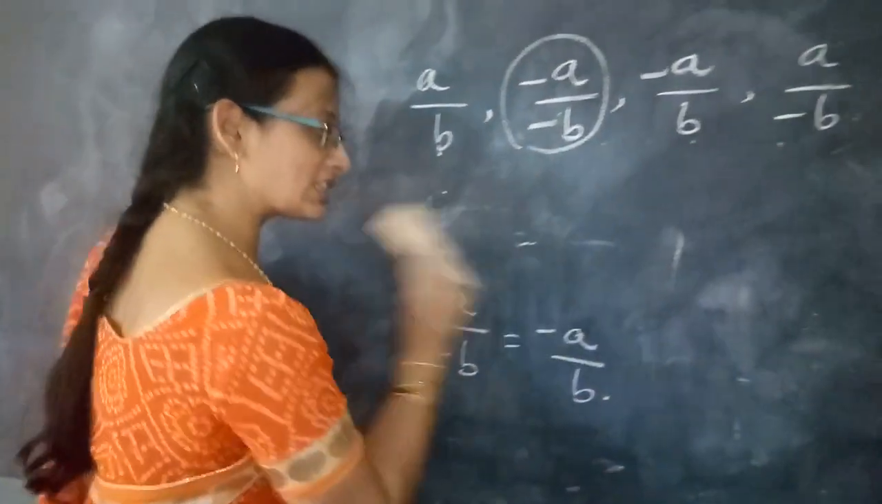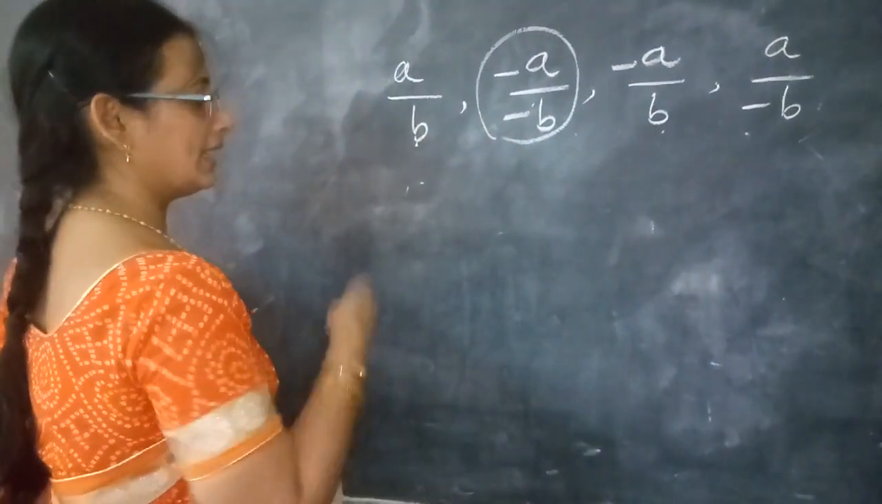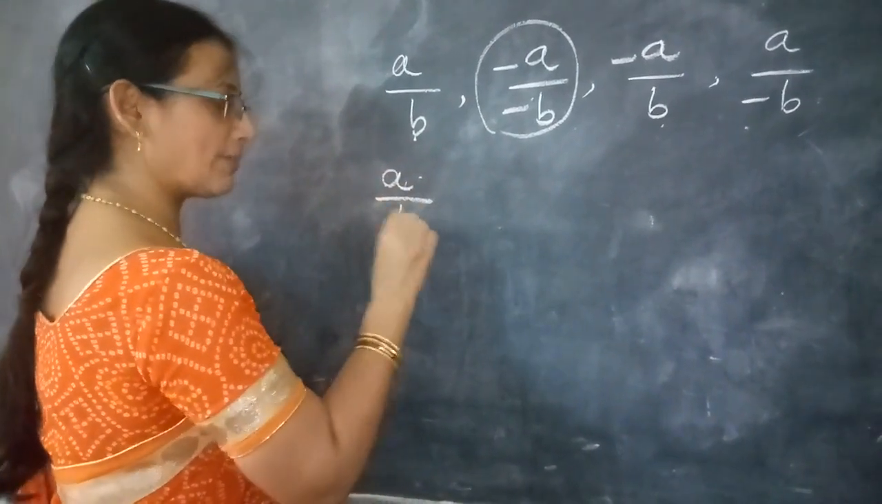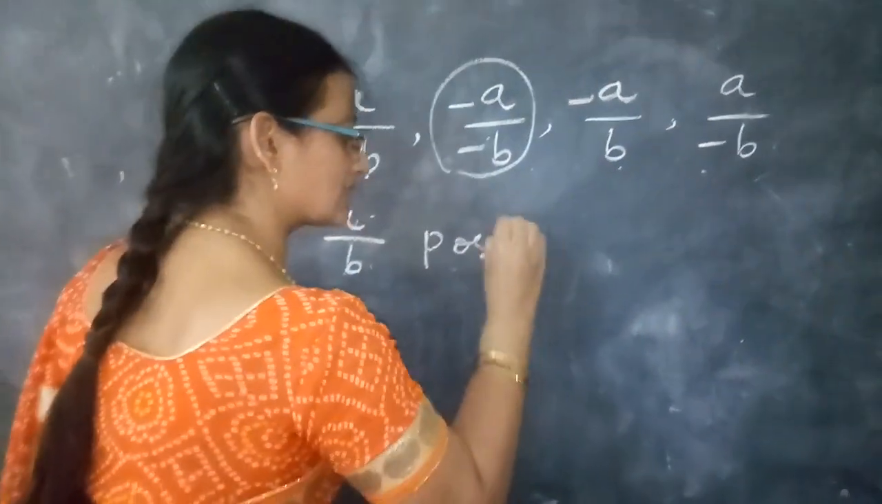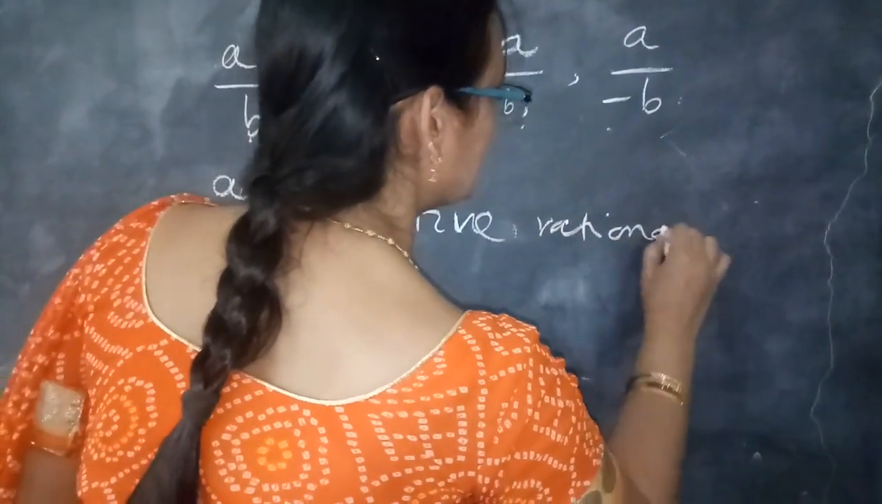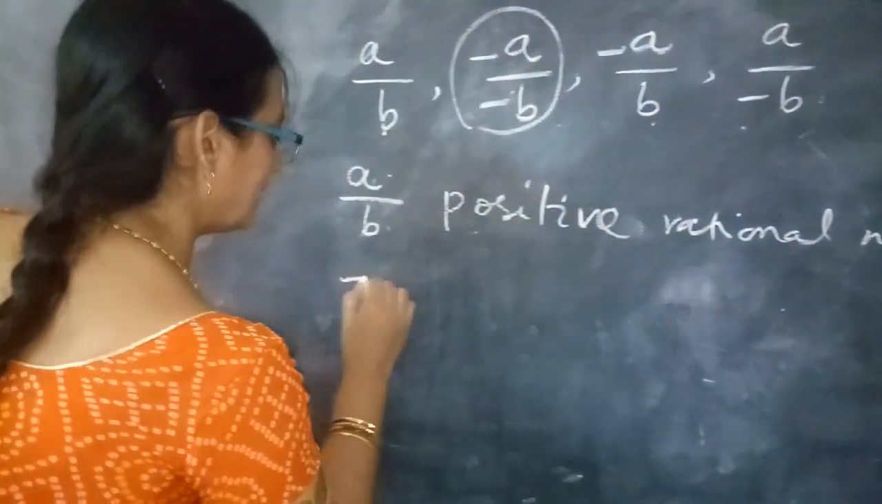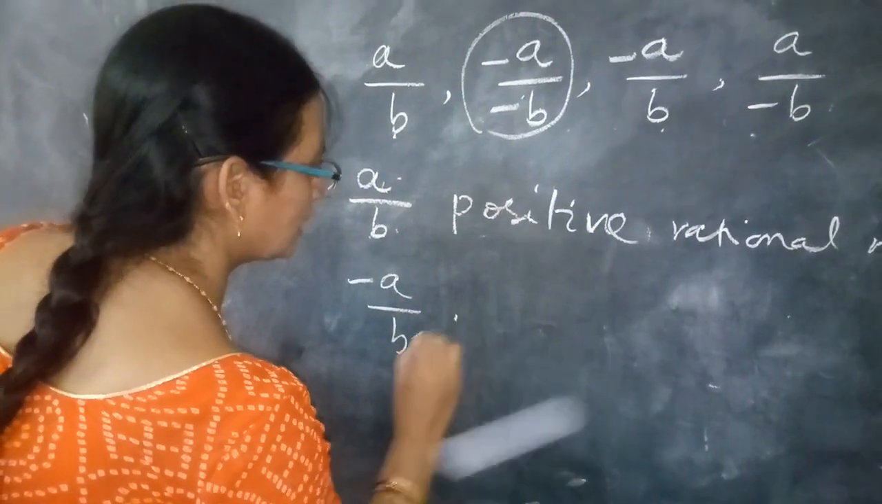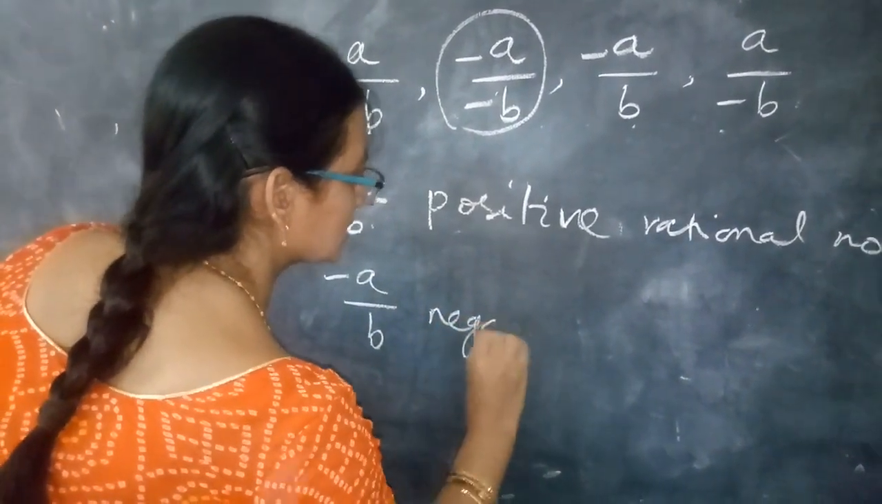That is positive rational numbers and negative rational numbers. A by B is called positive rational numbers and minus A by B is called negative rational numbers.